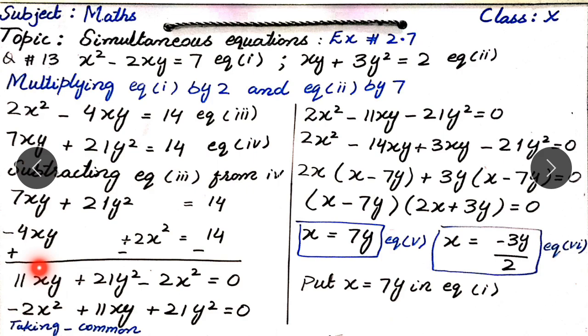7xy minus (-4xy) will result in 11xy, and this 21y square is written as it is, and 2x squared is written as it is. This cannot be solved because they are different terms. So here you can see that we can write this in arranged form. Minus 2x square is written first, and 11xy, then plus 21y square is written ahead. Then when there is a minus at the beginning, you can take minus common, so all the signs will get changed.